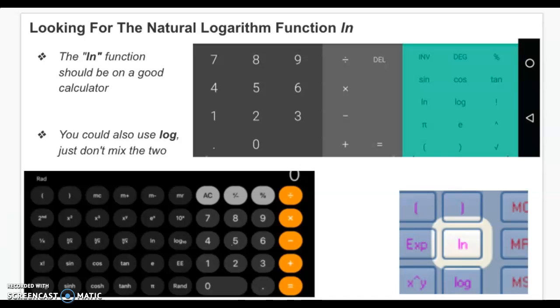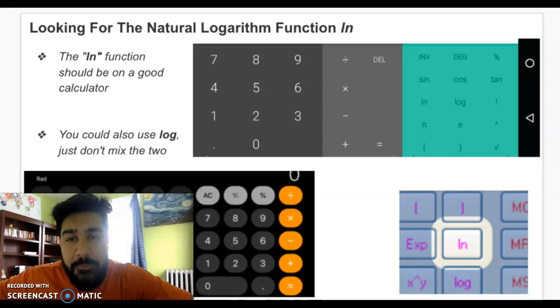We're talking about where to find the log buttons, the ln buttons. You can use either log or ln for the next thing that I'm going to show you in your calculator, but whatever you do, just don't use both. If you use both, it's going to get confusing and difficult for you, and you're definitely not going to be able to get the right answer. So please keep that in mind.